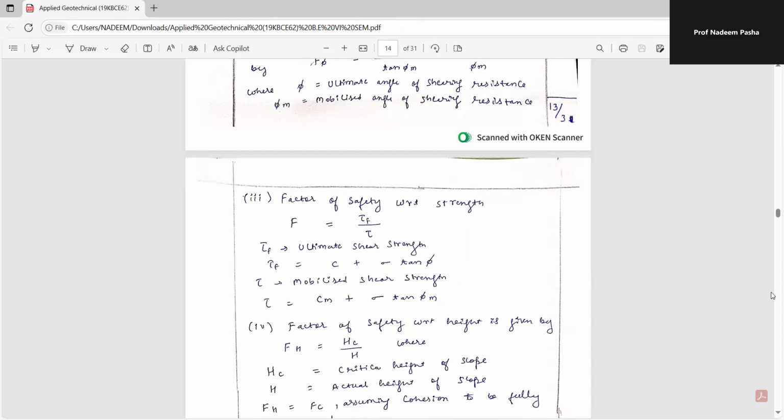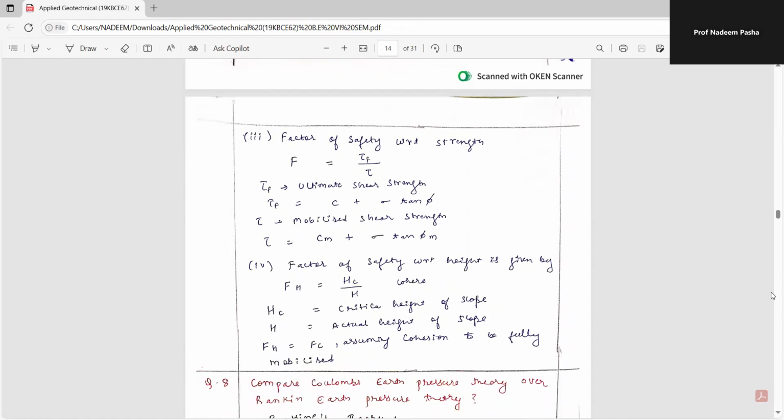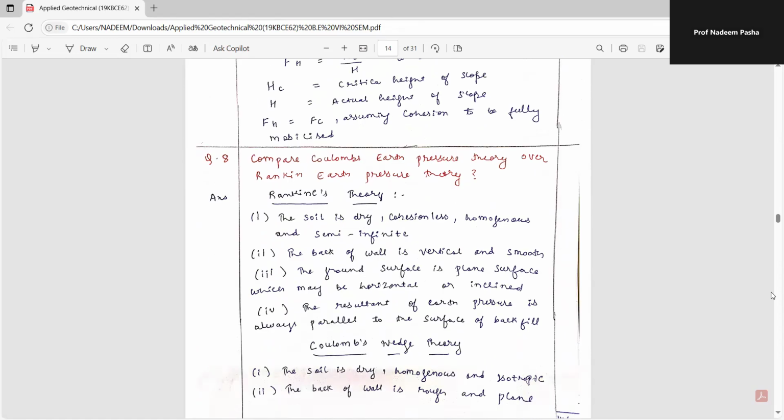The factor of safety with respect to strength is F equal to Tf by tau, where Tf is the ultimate shear strength, Tf equal to C plus sigma tan phi, and tau is the mobilized shear strength, tau equal to Cm plus sigma tan phi. The factor of safety with respect to height is given by Fh equal to Hc by h, where Hc is the critical height of the slope and h is the actual height of the slope, and Fh equal to Fc, assuming friction to be fully mobilized.